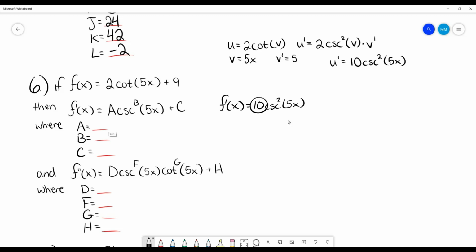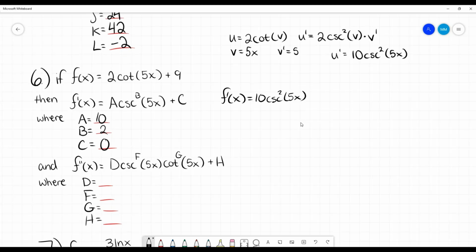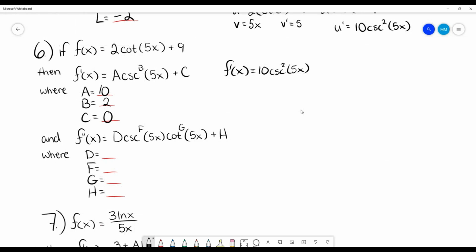So we see that our a is 10, because that's our constant coefficient. It's cosecant squared, right, of 5x plus c. Well, we don't have anything, so it's just a 0, right? Our c is 0. Now we're going to take our second derivative, so we're deriving this.